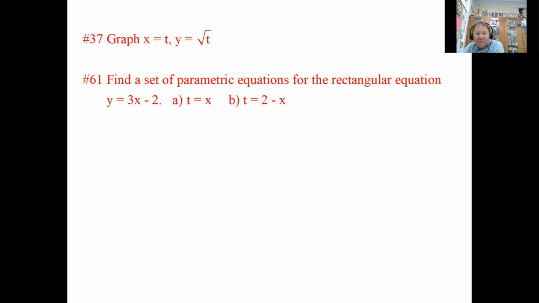So remember what we have to do. We have to get two equations, a set of parametric equations. One is x in terms of t, and the other one is y in terms of t. Pretty simple. Watch this.